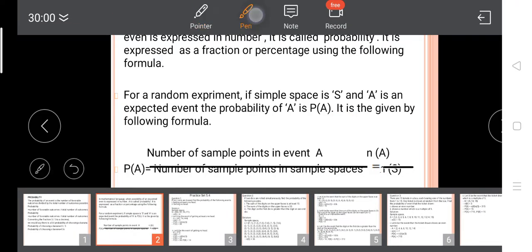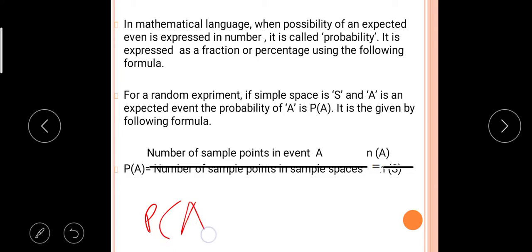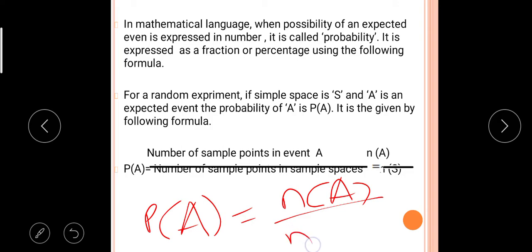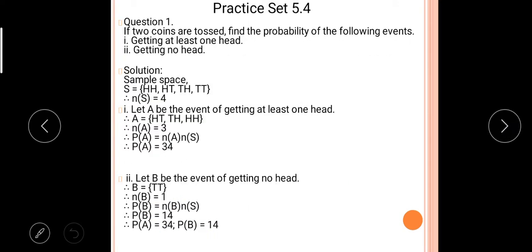Always remember that: P of A is equal to N of A divided by N of S. N of A is the number of sample points of event A, and N of S is the number of sample points of the sample space. P of A means the probability of event A. Okay. Now see, on this basis we have to solve practice set 5.4.